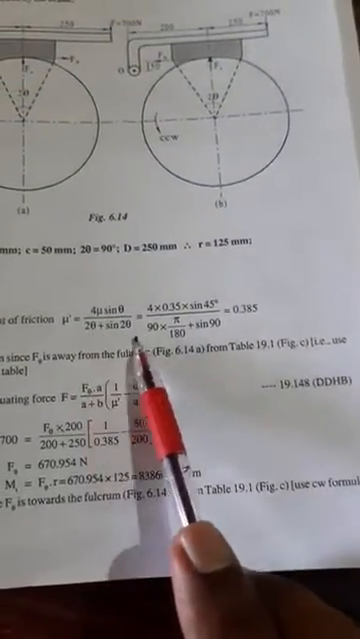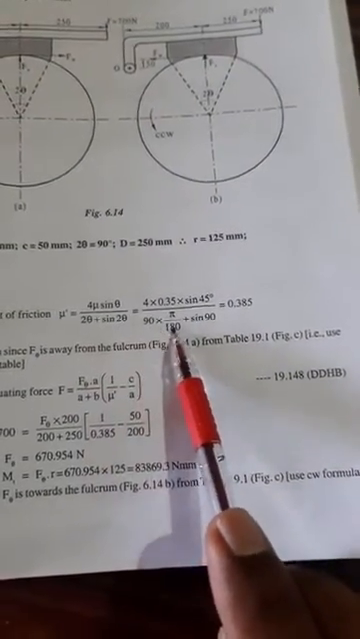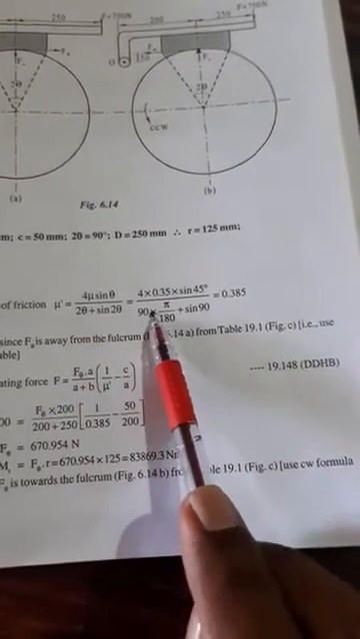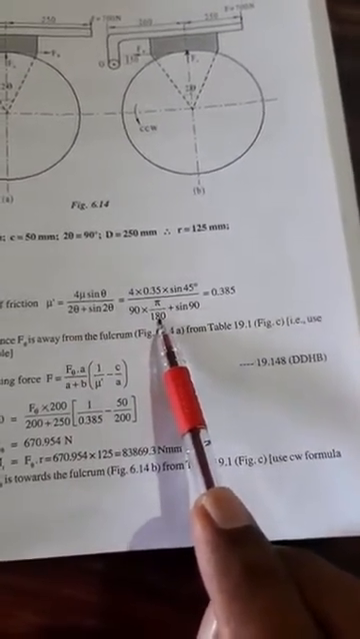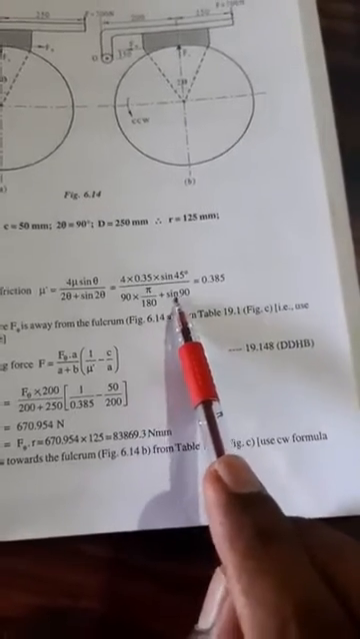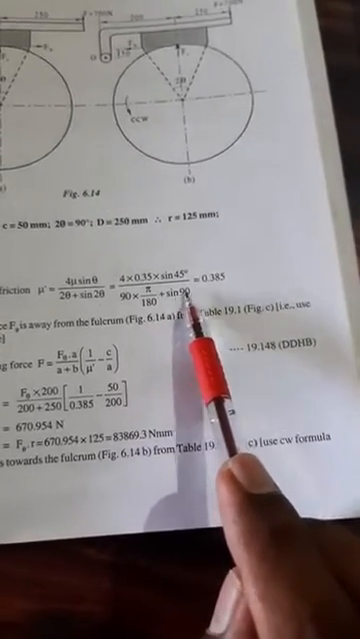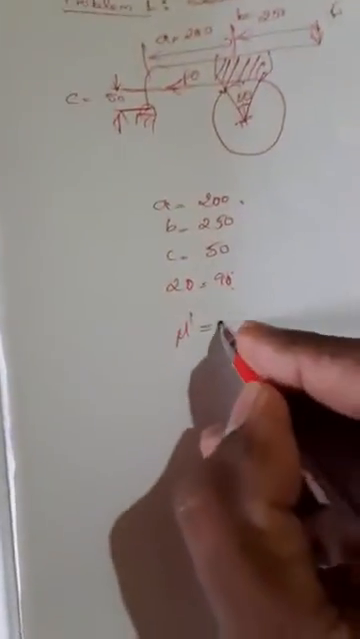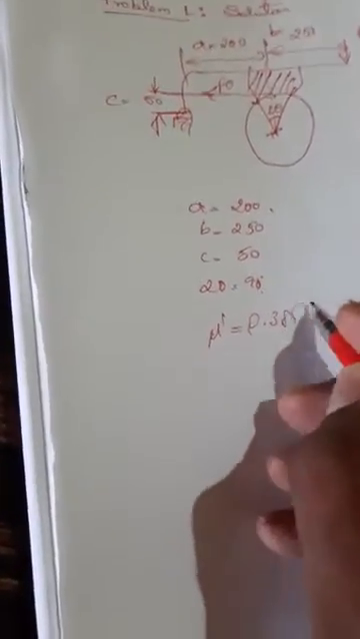So 2 theta, 90 into pi by 180. I have to convert it to radians, plus sin 2 theta, which is sin 90 degrees. Then we get mu dash as 0.385.